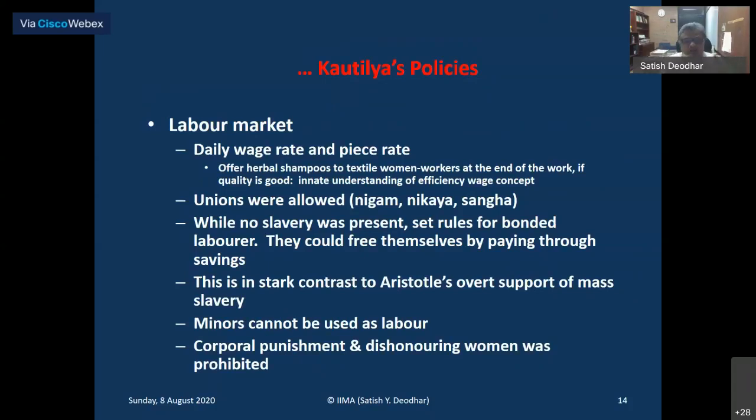He allows unions. There were unions. They were called nigamas, nikaya, or sangha, and there were elaborate laws on how to hire workers from a union, and if he is discharged, what should be the rules for his payment. All that has been thought through.